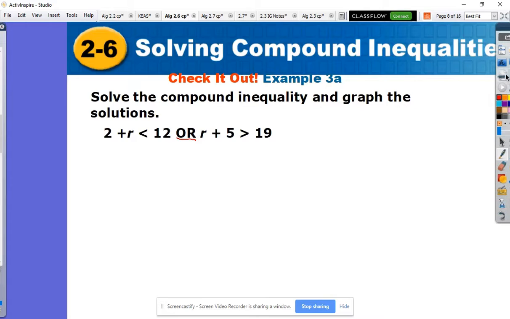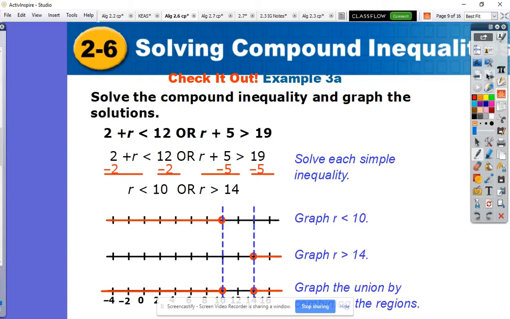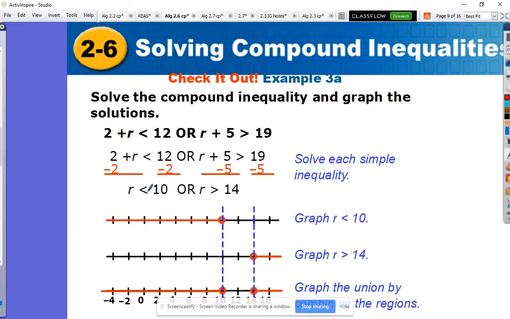Okay, let's check out, see what you guys got. Okay, so with this OR statement here, we solve the equation on this side. Minus 2, minus 2. We have R is less than 10. Then we solve the equation on this side. Minus 5, minus 5. We have R is greater than 14.